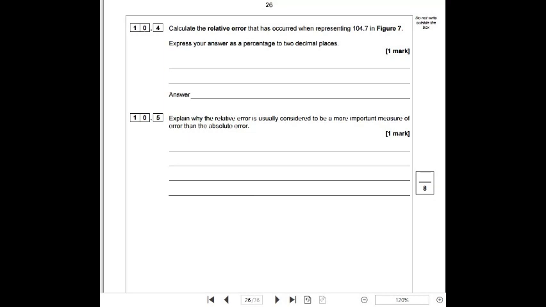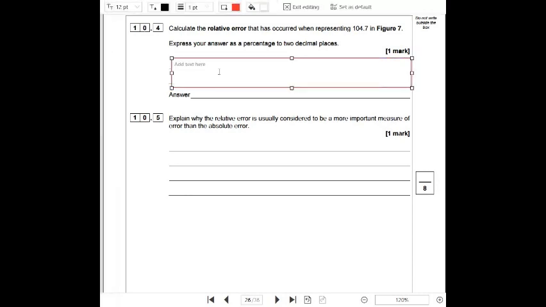Okay, next one, we need to calculate the relative error that has occurred in 104.7. So we need to express our answer as a percentage. So it's going to be 0.3 divided by 104.7. So that is going to give us 0.0029.